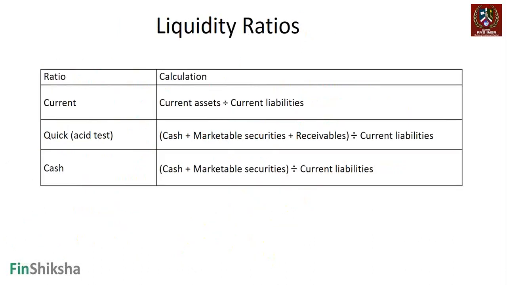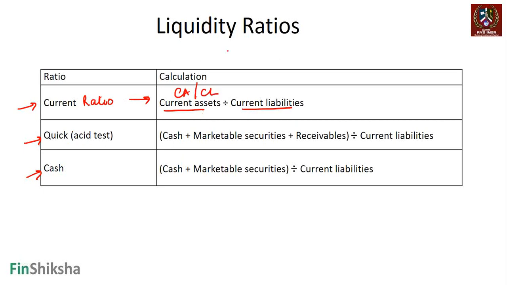If we are looking at the liquidity status, these are called liquidity ratios. There are three broad ratios that we use: the current ratio, quick ratio, and cash ratio. The current ratio is total current assets divided by current liabilities. Current assets divided by current liabilities.